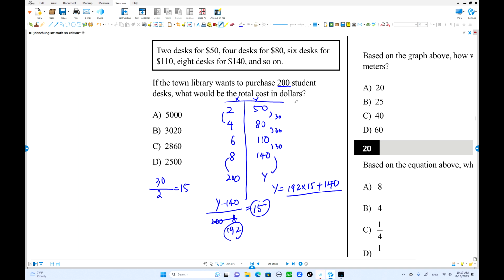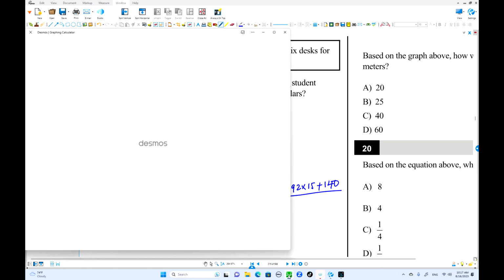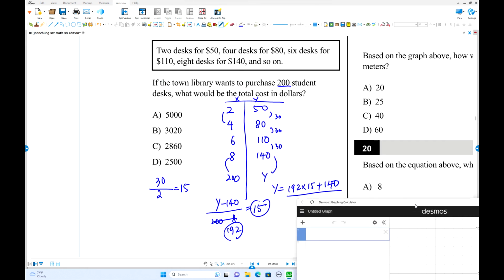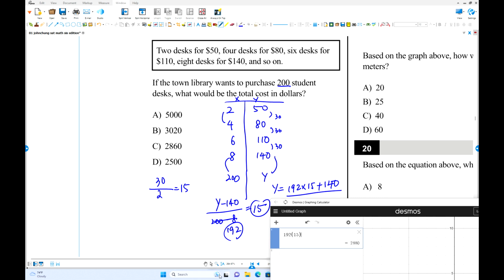Okay, so now let's find out. You can use your calculator, okay? All right, you can see the calculator over here. 192 times 15. After that, add 140, okay? How much? $3,020, okay? That's the answer.